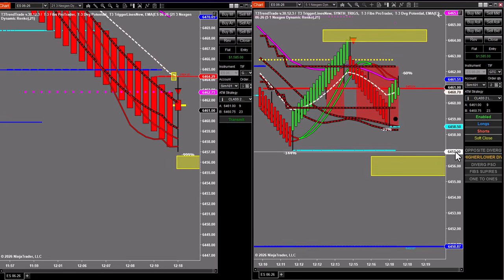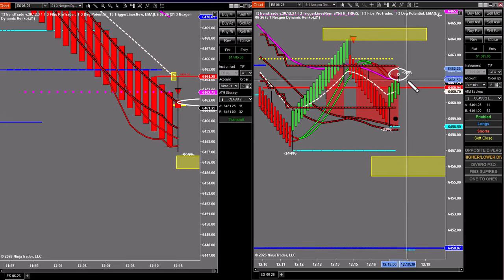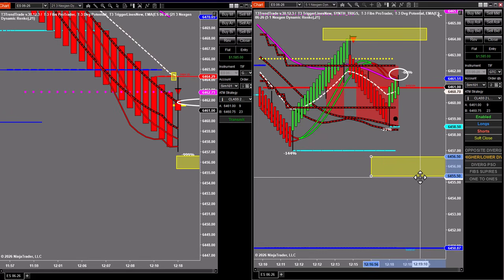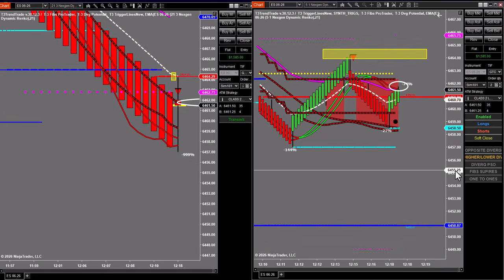Probably, looking at the trigger lines, we're going to be out at the high, but rules are rules. I would think we're still going down from here, but we'll see what happens. Rules are in place for a reason.